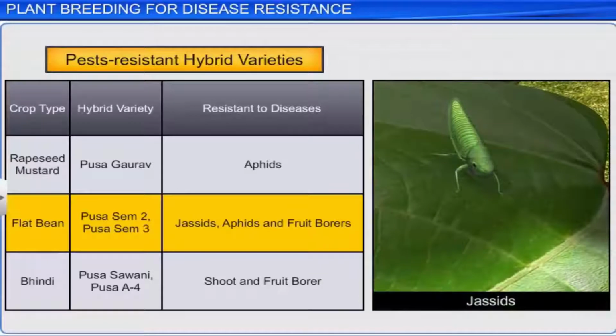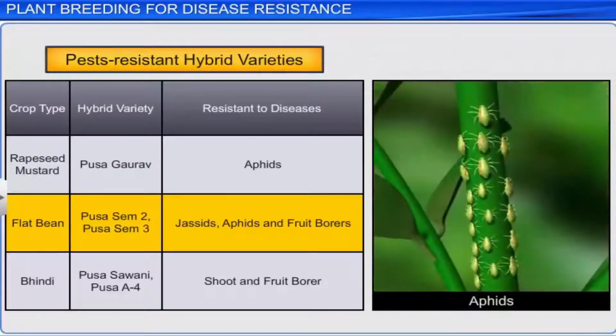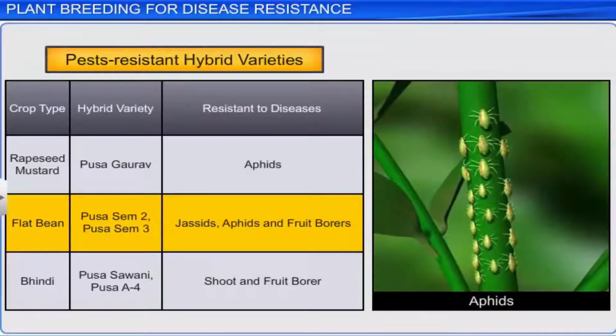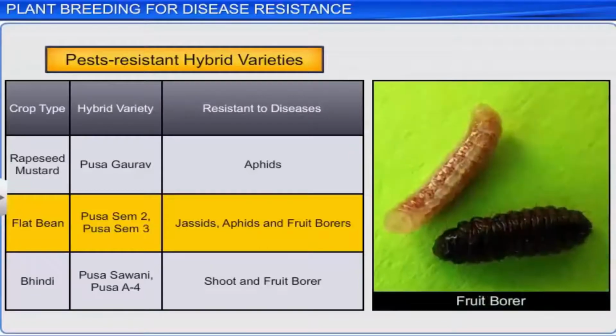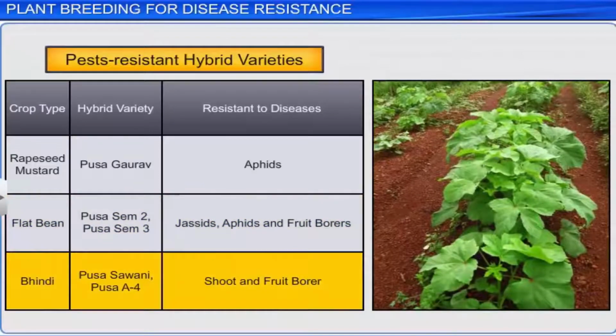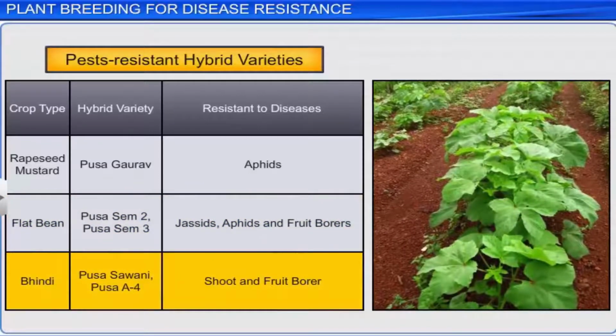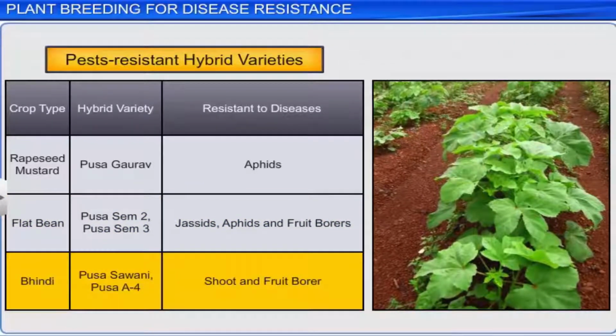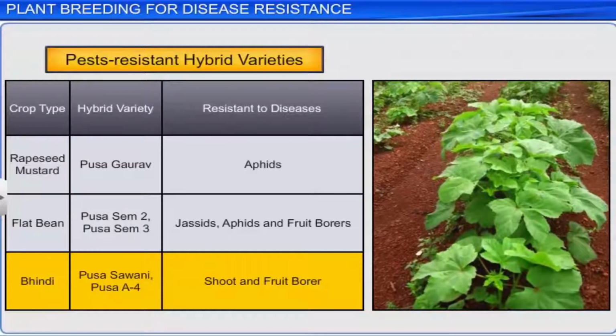aphids, and fruit borers. And hybrid varieties of bhindi, Pusa Sawani, and Pusa A4 are resistant to shoot and fruit borers.